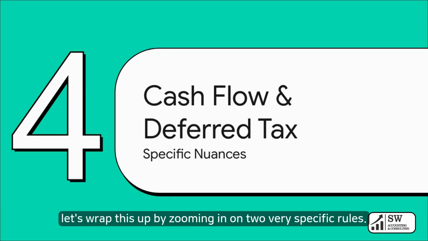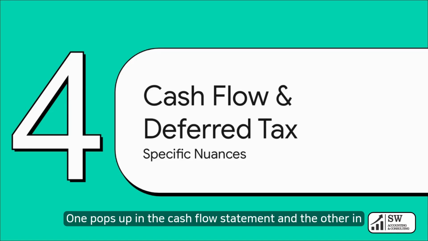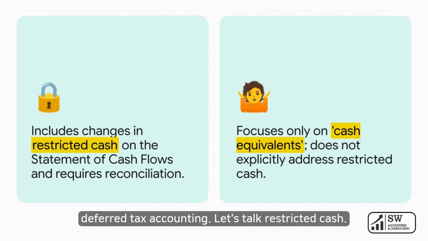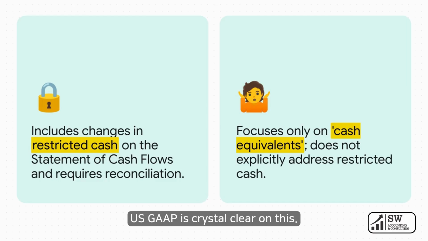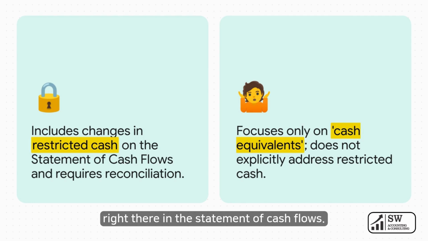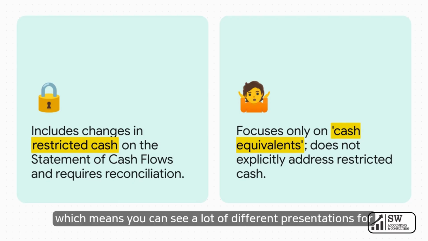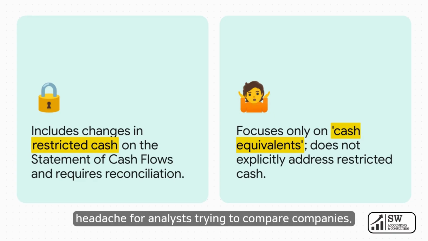All right, let's wrap this up by zooming in on two very specific but really important technical differences. One pops up in the cash flow statement and the other in deferred tax accounting. Let's talk restricted cash, money that's been set aside for a specific purpose. US GAAP is crystal clear on this. Any changes in your restricted cash have to be included right there in the statement of cash flows. IFRS, though, is pretty quiet about it. Its guidance really only talks about cash and cash equivalents, which means you can see a lot of different presentations for restricted cash. And as you can imagine, that's a huge headache for analysts trying to compare companies.